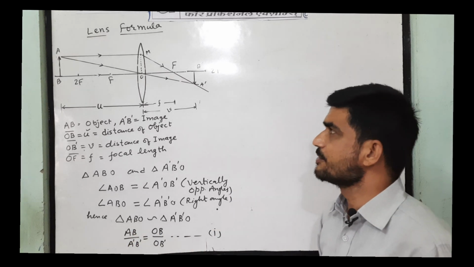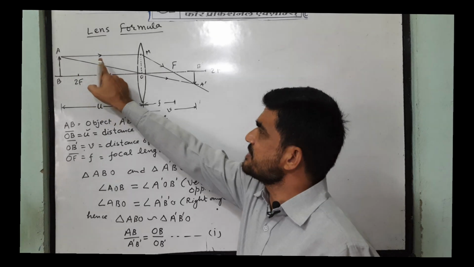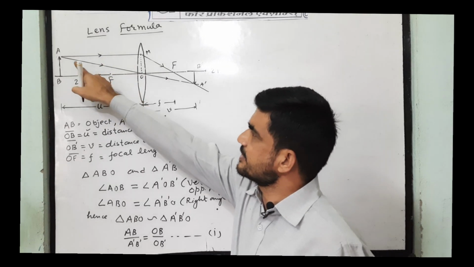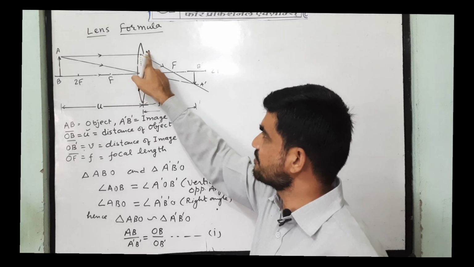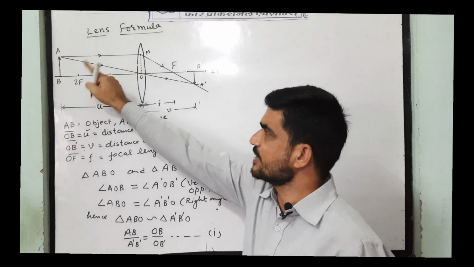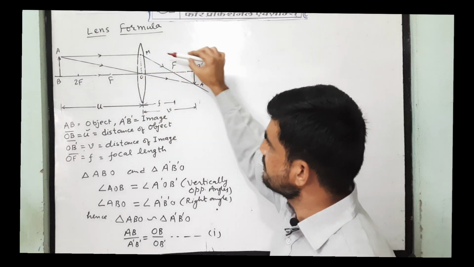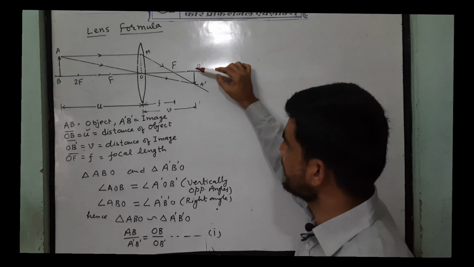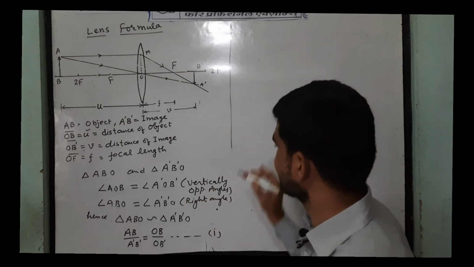Clear? Now just see a line which is parallel to the principal axis, when it meets the lens at a point, I took one point M. Just see, OM is exactly equal to AB. Now second, I will take the two triangles OMF and A prime B prime F. Now just see the two triangles.